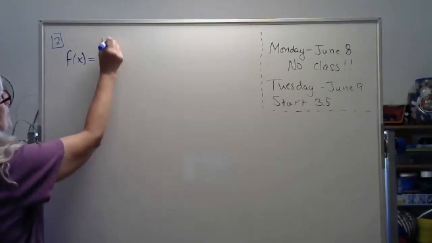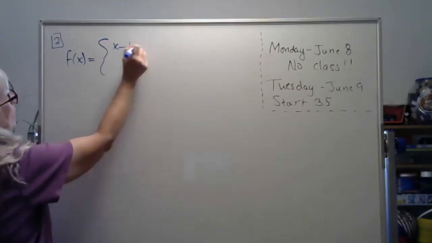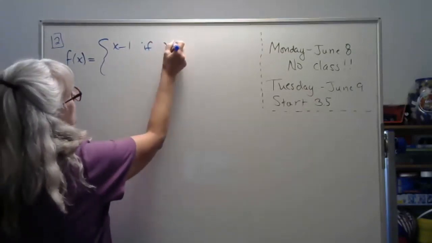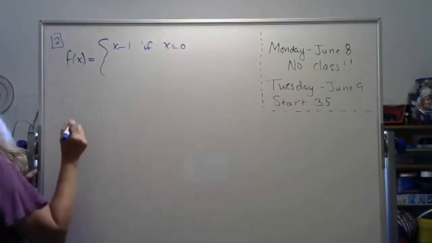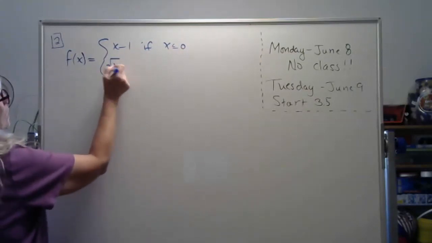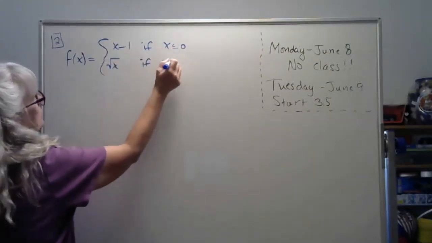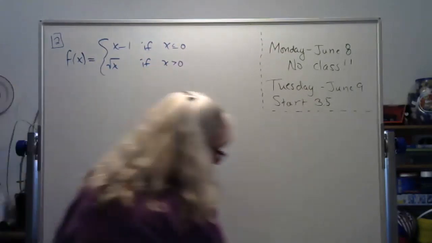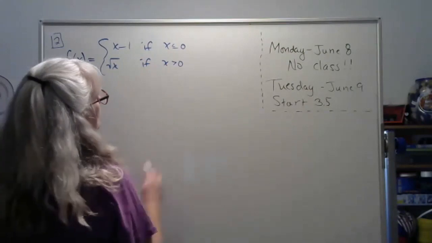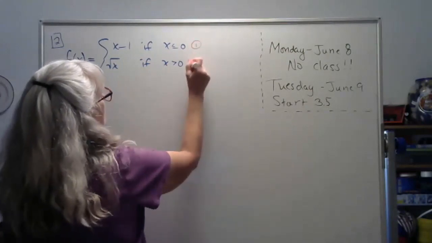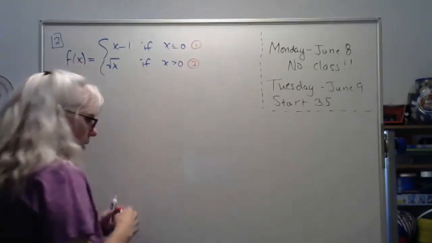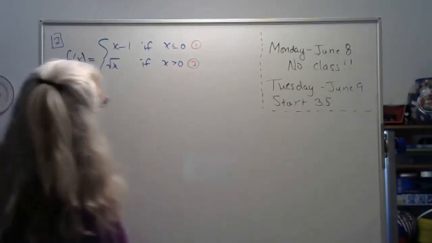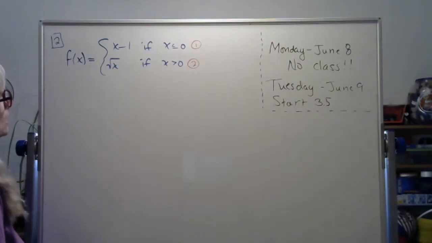So f of x is equal to x minus 1 if x is less than or equal to 0. And it's going to be equal to the square root of x if x is greater than 0. So we have 2 pieces. I'm going to label them again just so we can talk about them. So here's piece 1, here's piece 2. You can have as many pieces as they decide to put into it, but mostly it's usually 2 or 3.